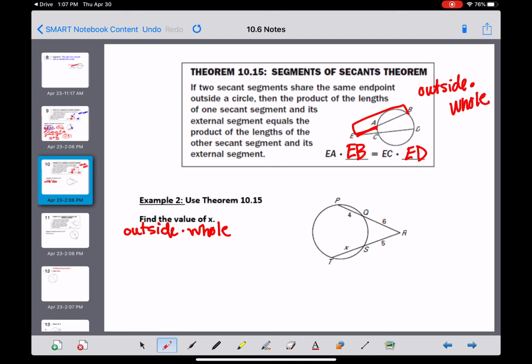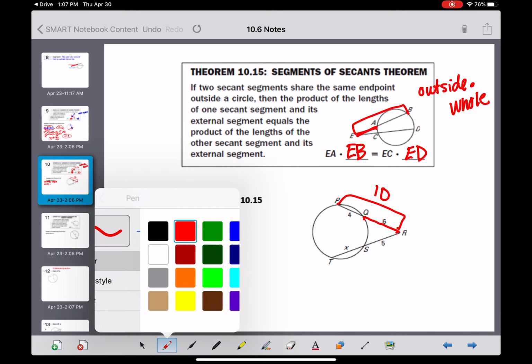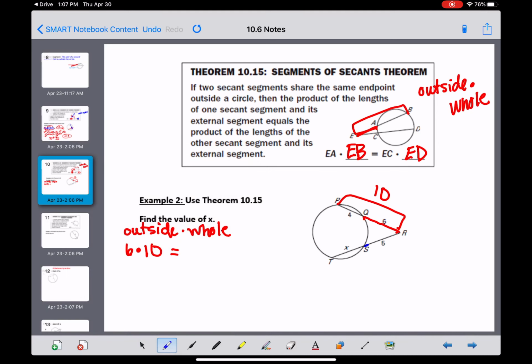Okay, so for this segment, the outside part is 6 times the whole thing. The whole thing is 4 plus 6, which is 10. And then for the other one, the outside piece is 5 times the whole thing, which is x plus 5. We add them.